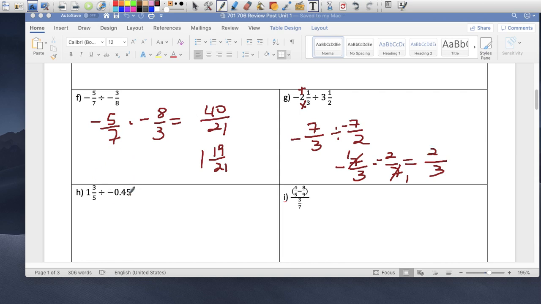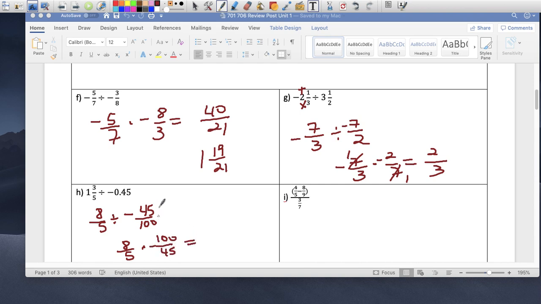Okay. This one, I would probably change this to a fraction. So this one is already a fraction. So 5 times 1 is 5 plus 3. So it's 8 over 5 divided by, and 0.45 is negative 45 over 100. So don't forget that. And we're going to do 8. I'm going to change it to multiplication. And we're going to do 100 over 45.